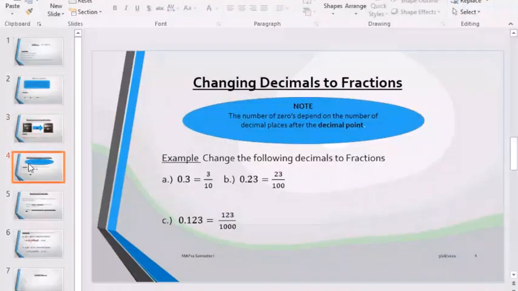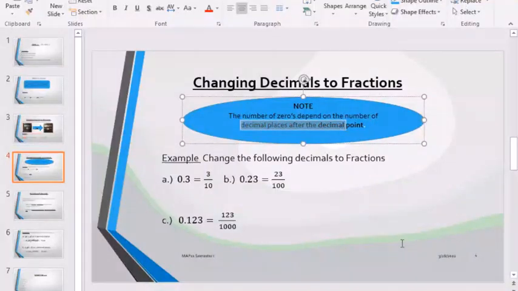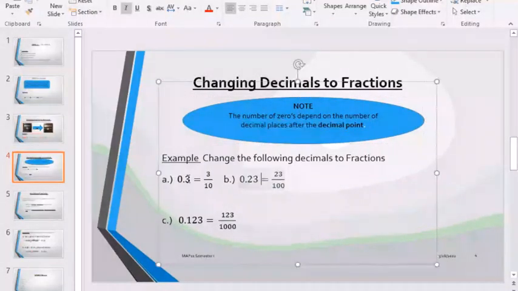Now, how do we change decimal back to fractions? There's a keynote that I've given here, the number of zeros in the denominator. The number of zeros in the denominator depends on the number of decimal places after the point.